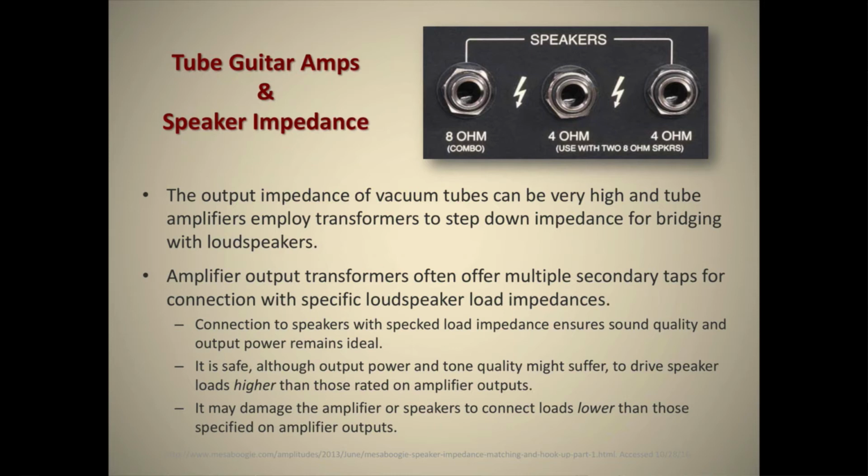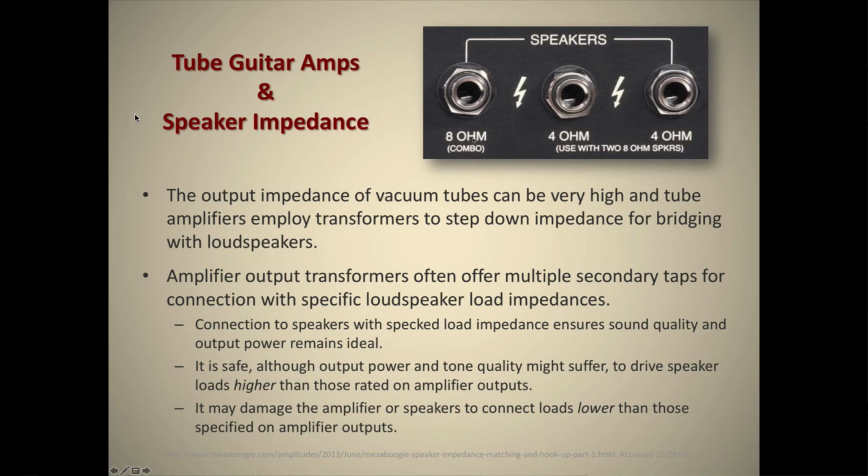But this is the back of a Mesa Boogie, and a Mesa Boogie shows you some really cryptic things. This is the 8 ohm port, this is the 4 ohm port, and this is another 4 ohm port. But then it says use with 2 8 ohm loudspeakers. So that's pretty confusing. What does that mean? Well, this is definitely a tube amp, and they're telling you what kind of speaker goes into that hole. They are not telling you the output impedance of this hole. They're telling you what kind.